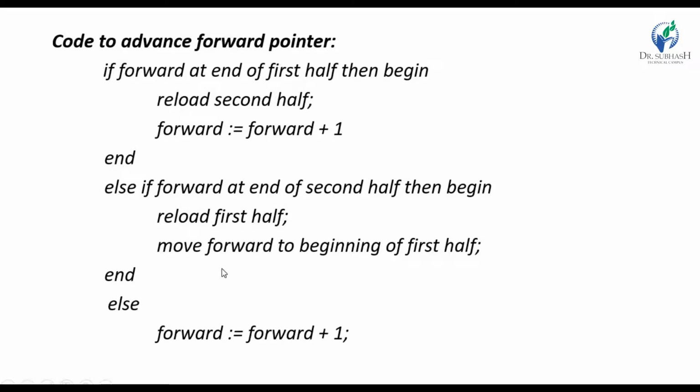It means whenever the forward pointer is at the end of any buffer, then load the other buffer. If it is at the end of the first half, then load the second half. If it is at the end of the second half, then load the first half. Otherwise, the forward pointer is incremented by 1, so forward equals forward plus 1. This process continues until it matches the pattern.